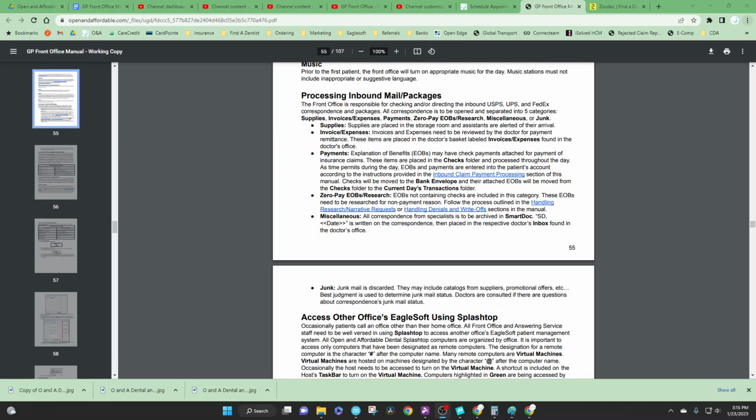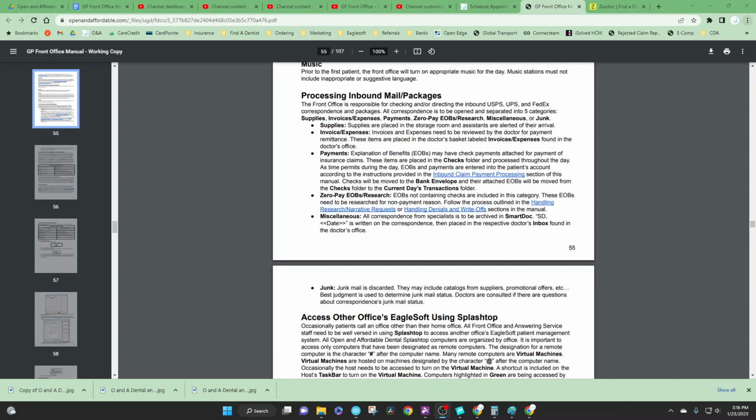Okay. And then the checks are moved to the bank envelope, and then you will stamp the back side of the bank envelope with the office's deposit information, and then those will be packaged up at the end of the day, and they will be deposited the next business day.